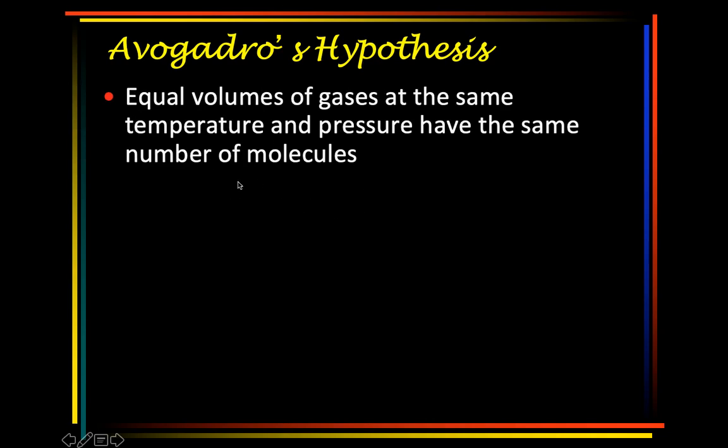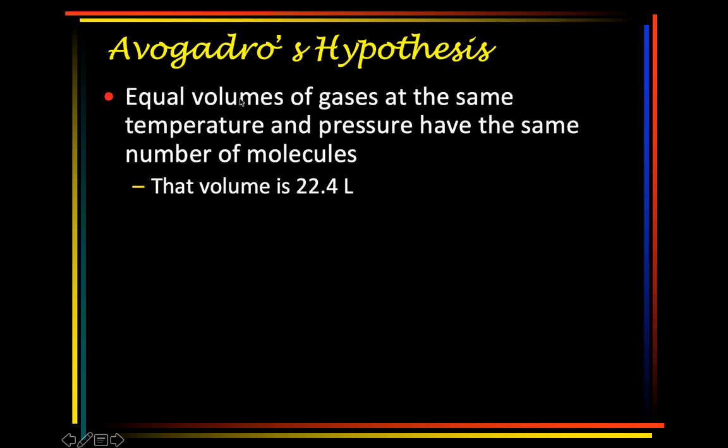So if you're taking notes, here's where I would start. Avogadro's hypothesis says if you have equal volumes of gases at the same temperature and the same pressure, they will have the same number of molecules. That's the hypothesis piece. Here's the details we can now fill in.